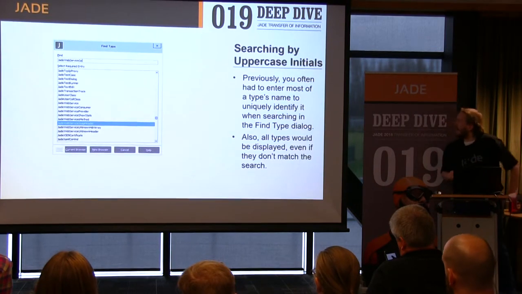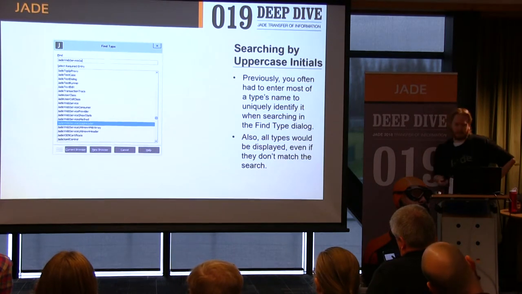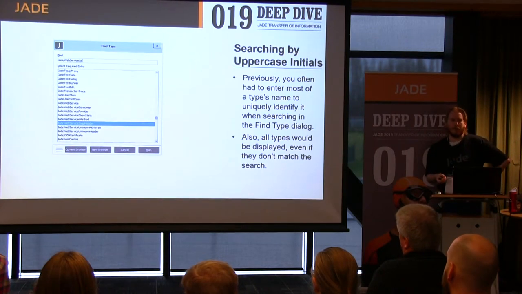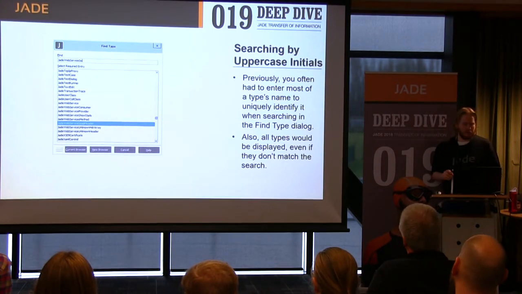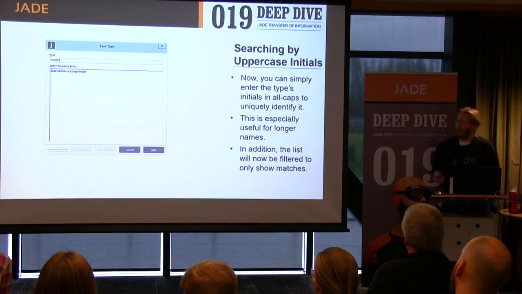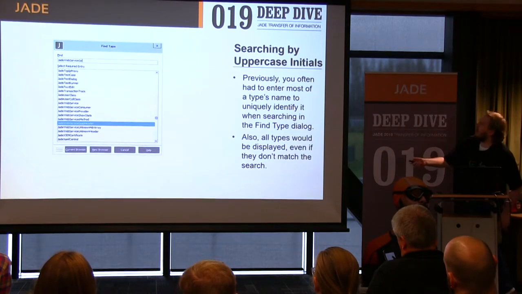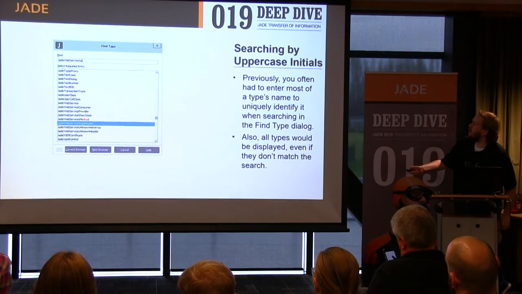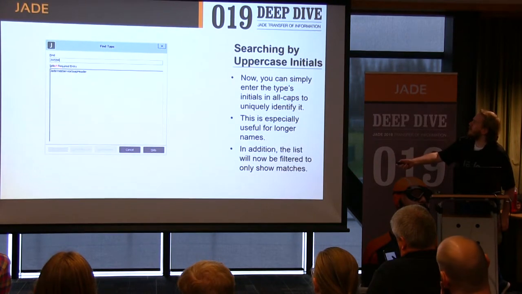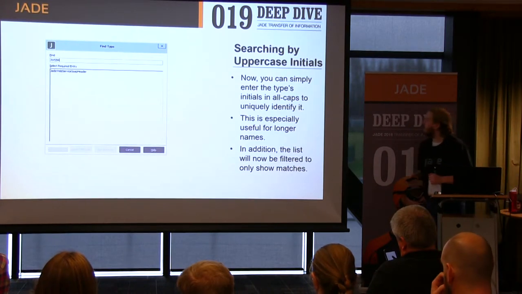And searching by uppercase initials, this is kind of a favorite of mine. If you're searching for something like Jade Web Server Soap Handler, that's a lot to type in to find what you're after. You can now just search by initials. So you can just type in JWSSH and it'll find it. Wonderful. The other thing you'll notice is in this one it had lots and lots of things and it's just selected the one you're up to. This is how it worked in 2016. For 2018, it's actually going to filter the list as you go just to make it a bit easier to find what you're after.